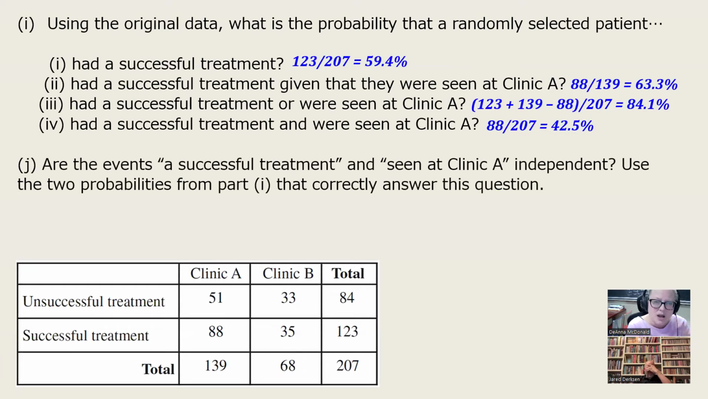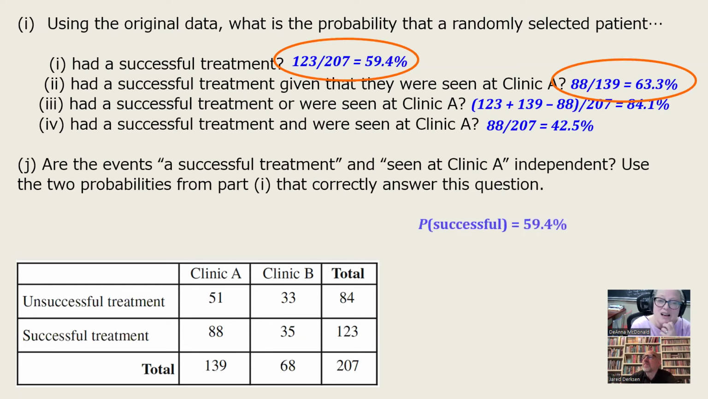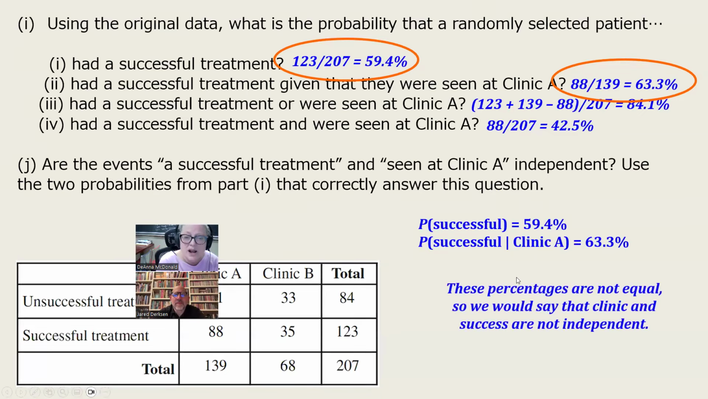So the next question that goes along with this is, are the events a successful treatment and seen at clinic A independent? So we're going to use the two probabilities from part I that correctly answer this question. These are the two that we need, because I want to know what's the probability of successful, 59.4%, and what's the probability of successful given the other event, given that I know they're from clinic A. Well, that's 63.3%. Now, we're going to get values that are not equal to each other.